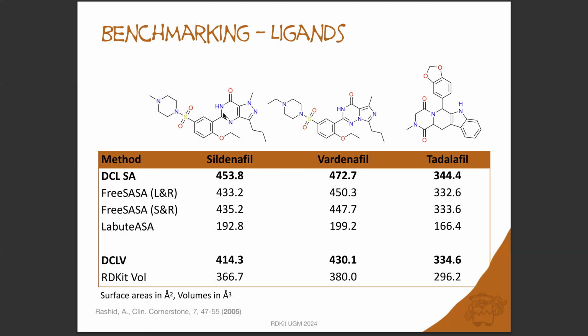And again, we find that our method compares quite well for surface area to the Lee and Richards and Shrake and Rupley. But this time the Labute approximate surface areas are quite a bit smaller. Honestly, I have absolutely no idea why that is, given we would expect them to potentially overestimate instead. And again, for the volume, we get a pretty good match to what is already there, give or take.